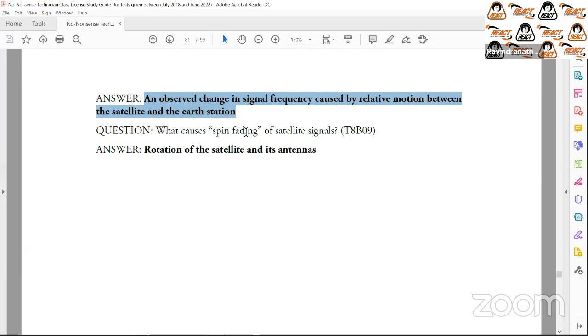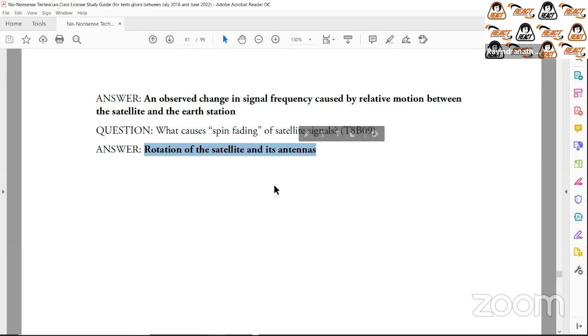What causes spin fading of satellite signals? Right, remember we said the satellites are not stabilized. Most of the amateur satellites are not. So therefore, spin fading is caused by rotation of the satellite and its antennas.